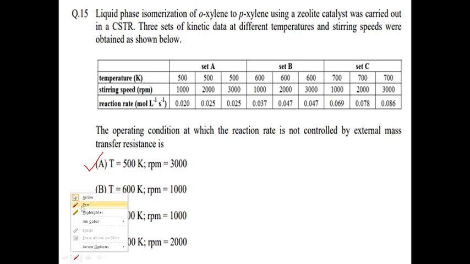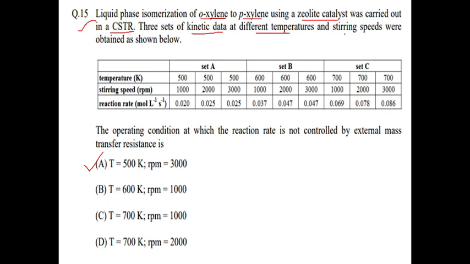Question number 15. Liquid phase isomerization of orthosilane to parasilane using a zeolite catalyst was carried out in a CSTR or MFR. Three sets of kinetic data at different temperatures and stirring speeds were obtained as shown below. So here we have different temperatures, different stirring speeds and different reaction rates for the three sets of kinetic data, set A, set B and set C.